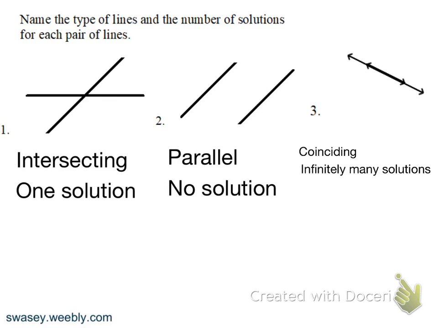So this is the framework that we have when we're solving a system of linear equations. No matter which way we solve it, these are our three possibilities. Either one solution, where we're able to find both the x and the y, no solution, or infinitely many.